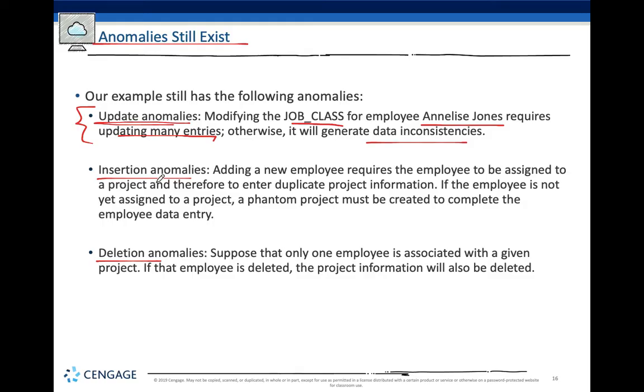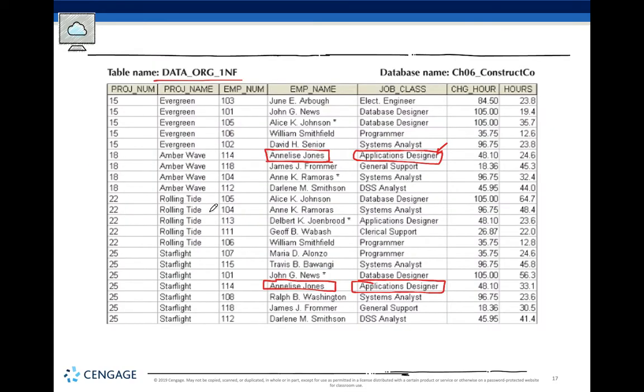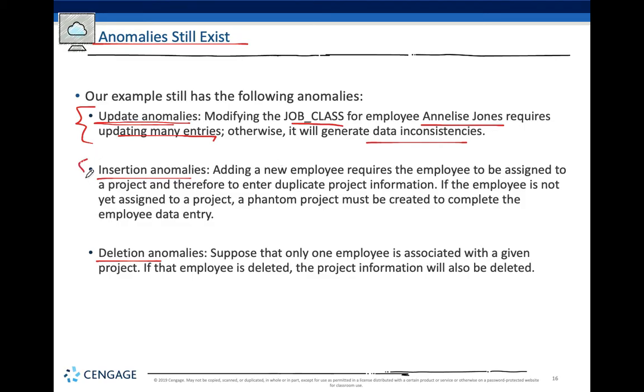Okay, and you'll see that our data, even though it is in first normal form here, is still suffering from this anomaly. The second anomaly that our data suffers from is an insertion anomaly.